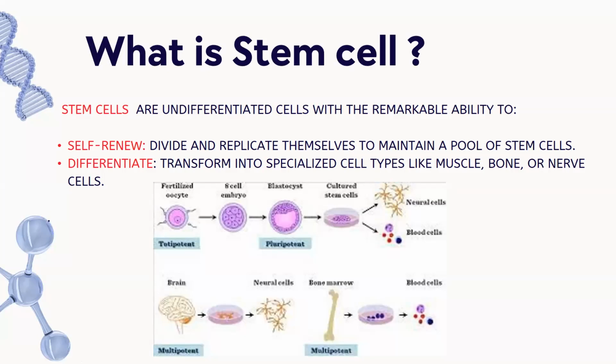So first of all, what is a stem cell? A stem cell is, as I said before, an undifferentiated cell with remarkable ability to self-renew, so it divides by cell division and replicates itself to maintain a pool of stem cells, and to differentiate into different kinds of cells like muscle, bone cell, nerve cell. So how can we obtain this kind of stem cell?